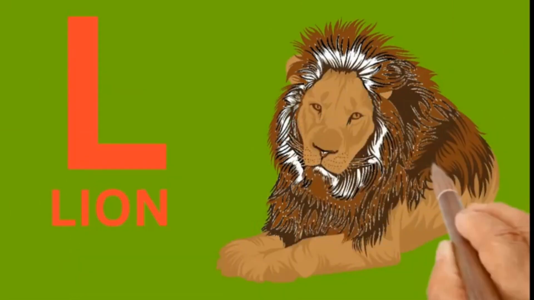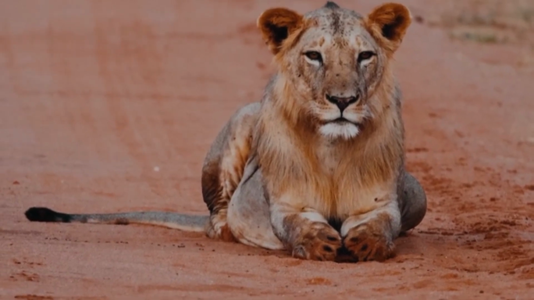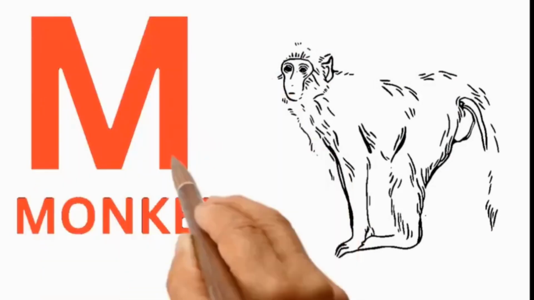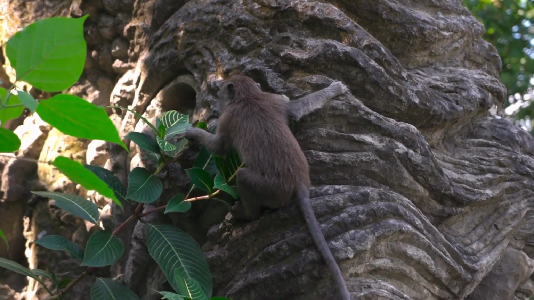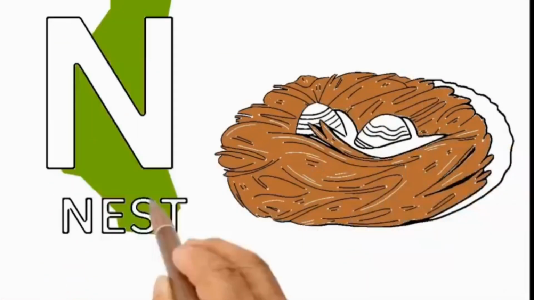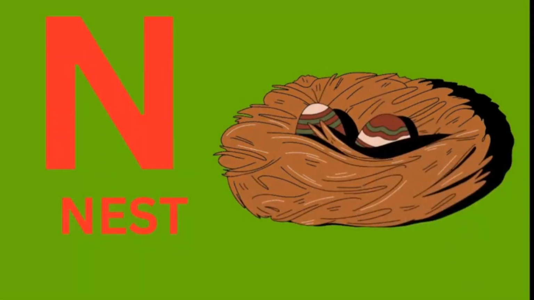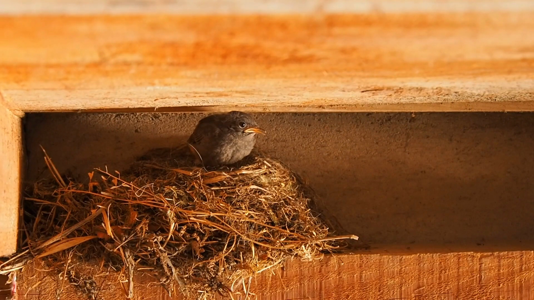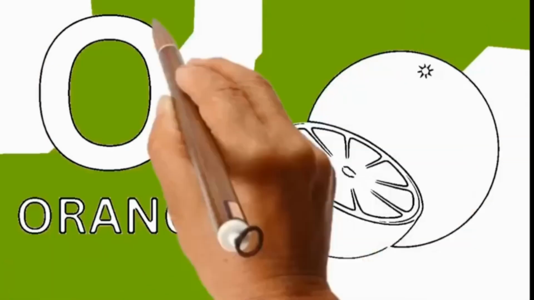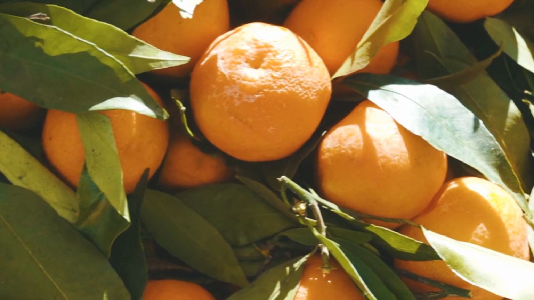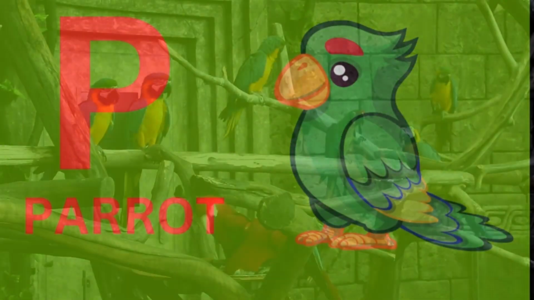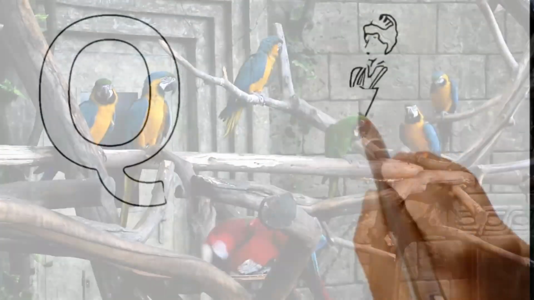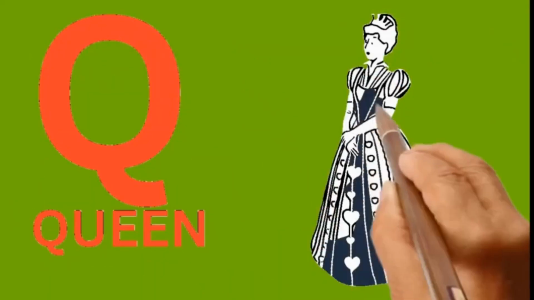L for lion. M for monkey. N for nest. O for orange. P for parrot. Q for queen.